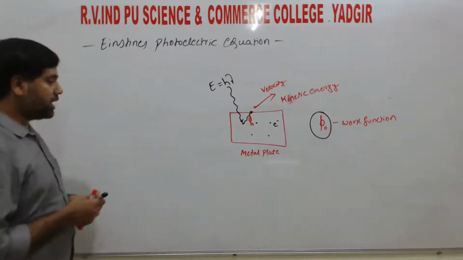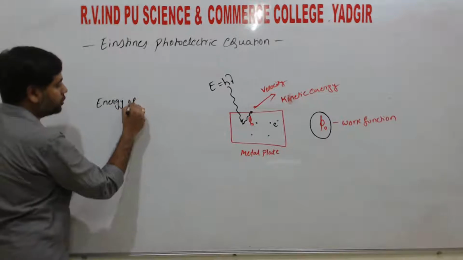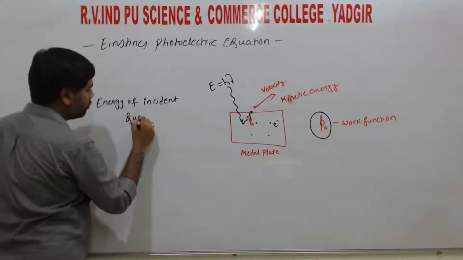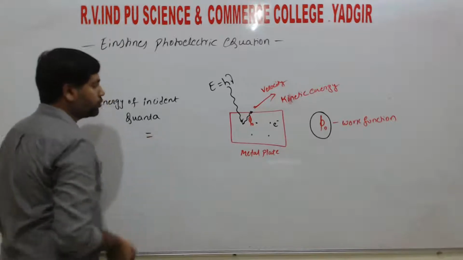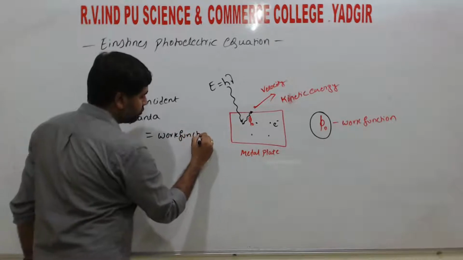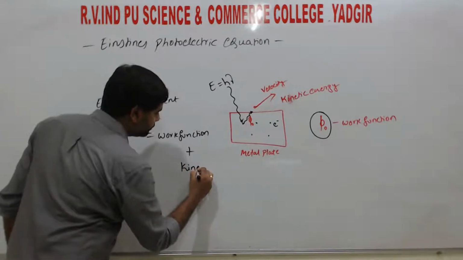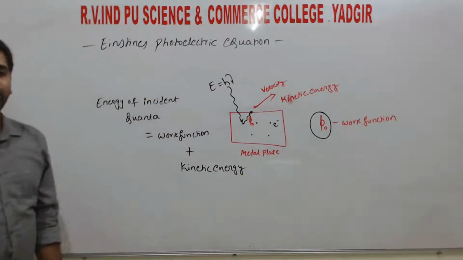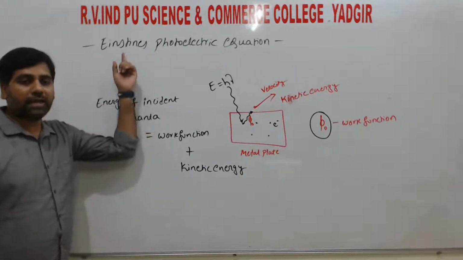So if we write it in equation form, then here, the energy of the incident quanta is equal to the work function plus the kinetic energy, right? So this is the photoelectric effect according to Einstein's theory.